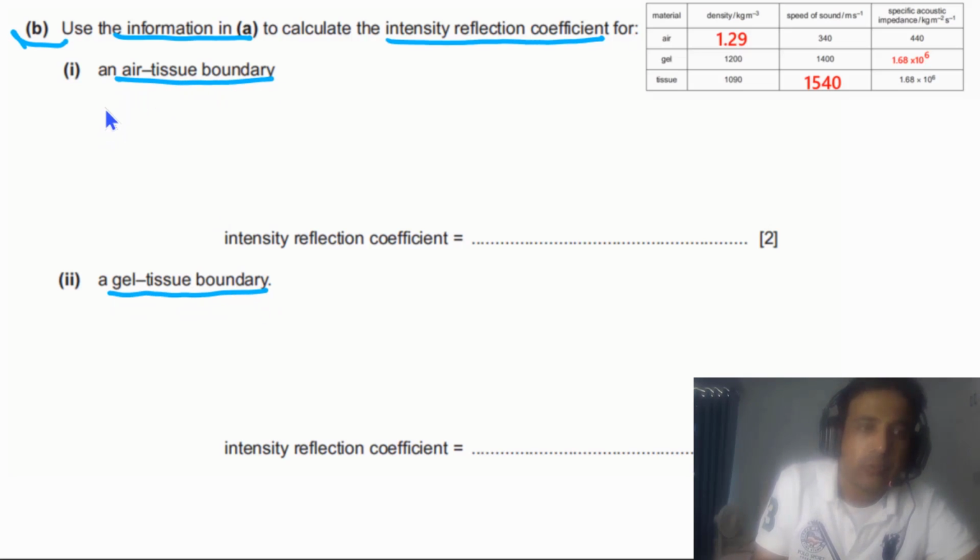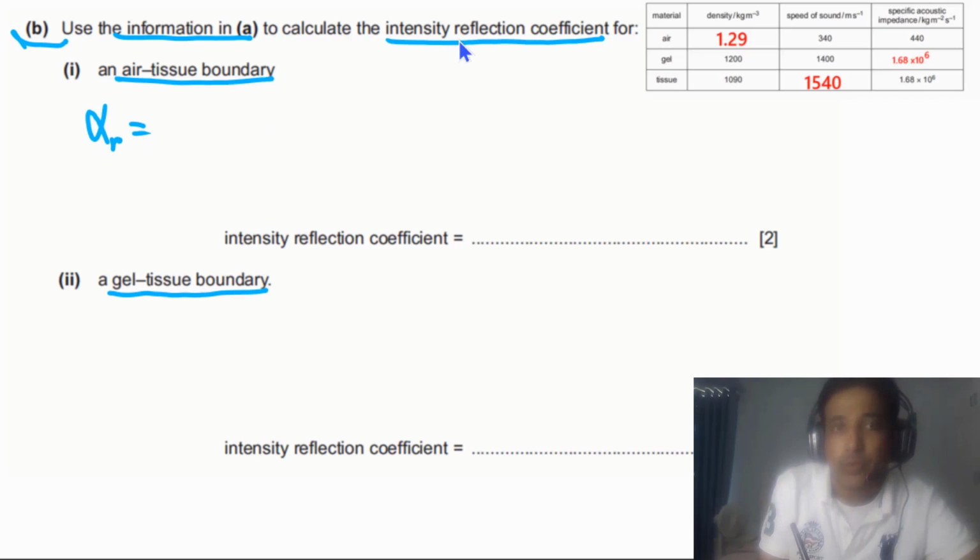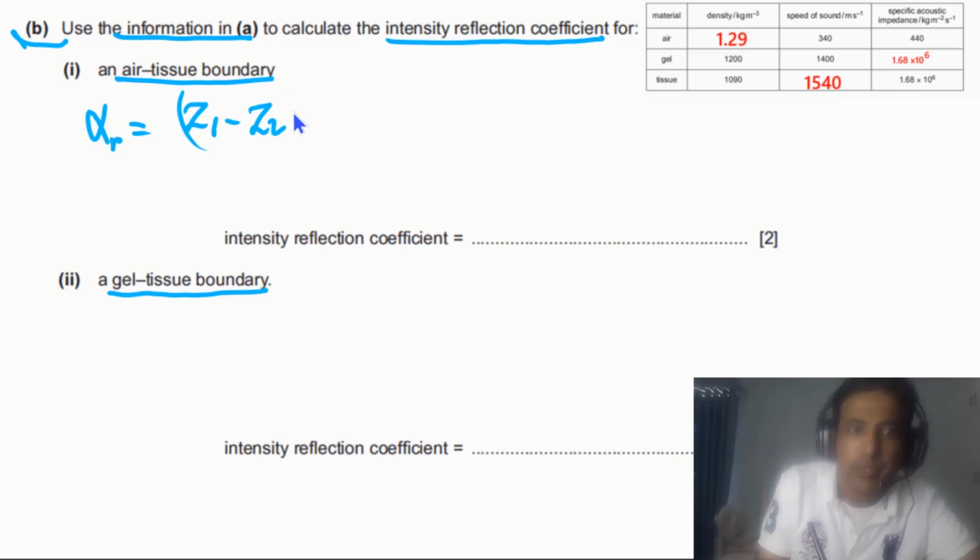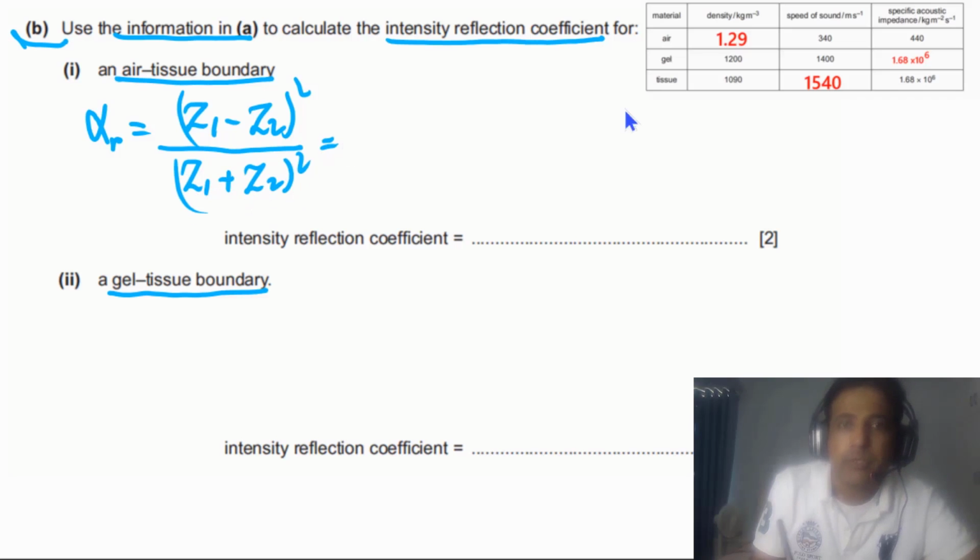For a tissue boundary, we can use alpha sub r. It means we are talking about the intensity reflection coefficient. This is equal to (Z1 minus Z2) squared, where Z represents acoustic impedance, divided by (Z1 plus Z2) squared. So we are talking about air and we are talking about tissue.